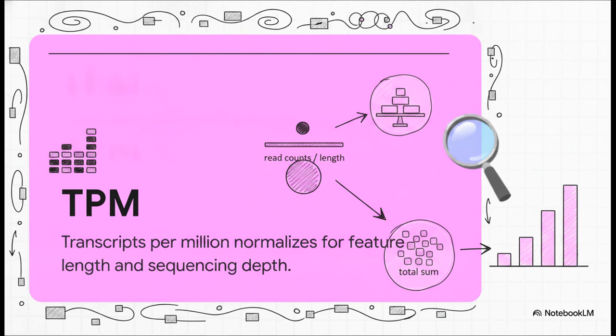Enter TPM, transcripts per million. This right here is the ultimate equalizer in RNA-seq analysis. The math is brilliant. First, it divides the read counts by the length of each specific transcript, which normalizes for feature length. Then, it divides those length-normalized values by the total sum of all the values in the sample, taking care of sequencing depth. The result? It transforms our raw bias data into a clean, level playing field. TPM lets us fairly and accurately compare gene expression across completely different biological samples and completely different sequencing runs.